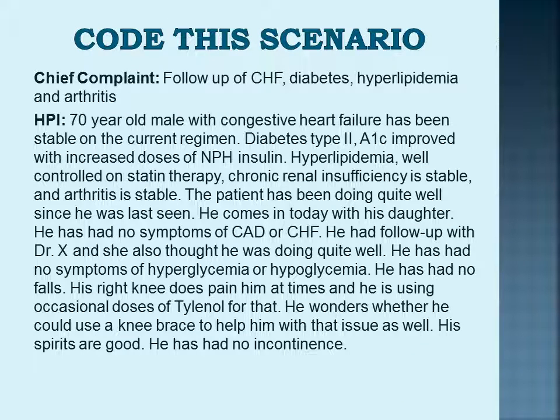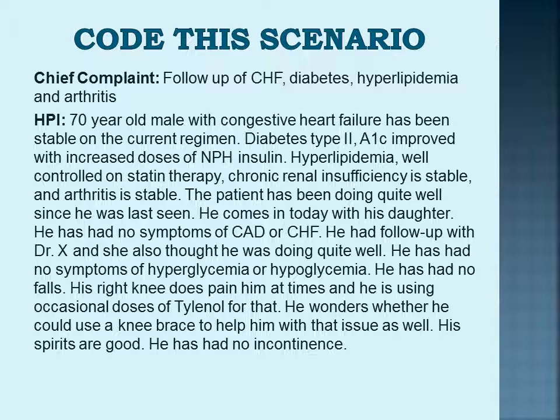So let's take one example here and code this scenario. Let's take a look at our 70-year-old male patient. As you see, he's here for follow-up of congestive heart failure, diabetes, hyperlipidemia, and arthritis. He certainly has multiple comorbidities. He has been stable on his current regimen. His A1C is improved with increasing doses of insulin. He's controlled on statin therapy. His renal insufficiency and arthritis are both stable.